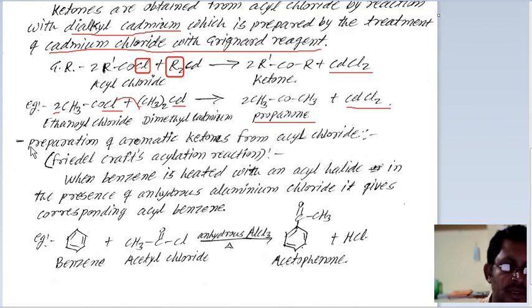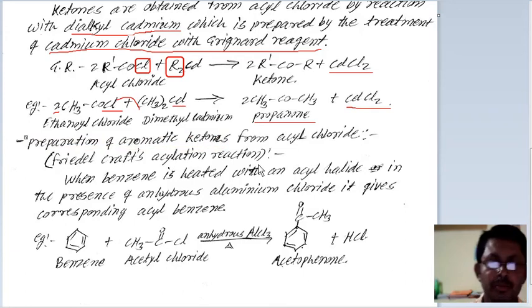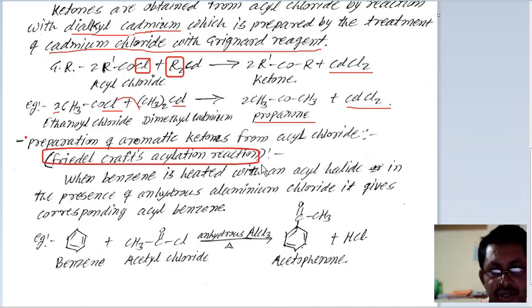Then the next is the preparation of aromatic ketones from acyl chloride. It is also known as the Friedel-Crafts acylation reaction. When benzene is heated with an acyl halide in the presence of anhydrous aluminum chloride, it gives the corresponding acyl benzene.